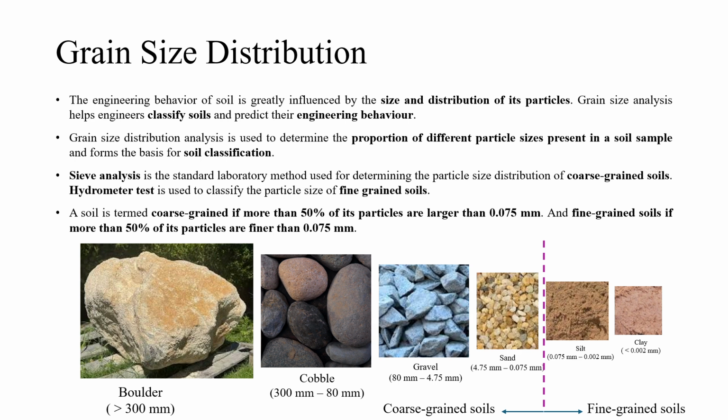For coarse grain soil, the sieve test is done, and for fine grain soil, the hydrometer test is conducted for determining the grain size analysis. A soil is called coarse grained if more than 50% of its particles are larger than 75 micron, and it is called fine grained if more than 50% of its particles are finer than the 75 micron sieve.